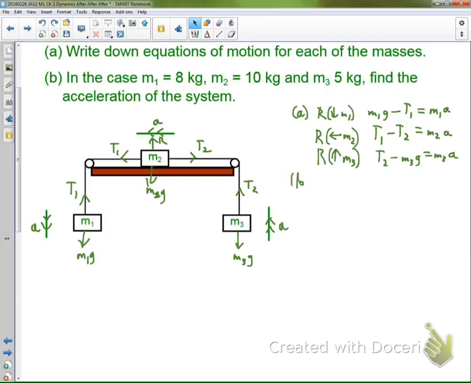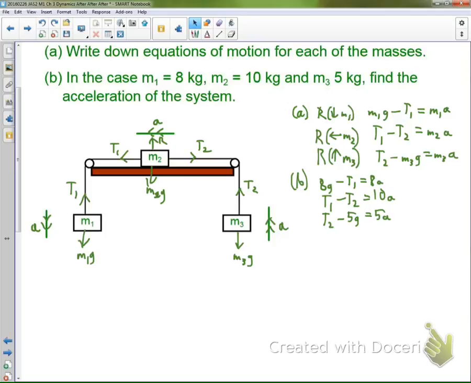For part B, we're actually told what the mass of each of these particles are. So we got 8g minus T1 for our first equation. We've got T1 minus T2 is equal to 10a for our second equation, and T2 minus 5g is equal to 5a for our third equation. And what we're trying to find here is the acceleration of the system. We've got three equations and we have three unknowns, T1, T2 and a. So if we can eliminate T1 and T2, we'll have just an equation in a. So if we use our first and third equations to get something in terms of T1 and T2, then we can substitute into our second equation.